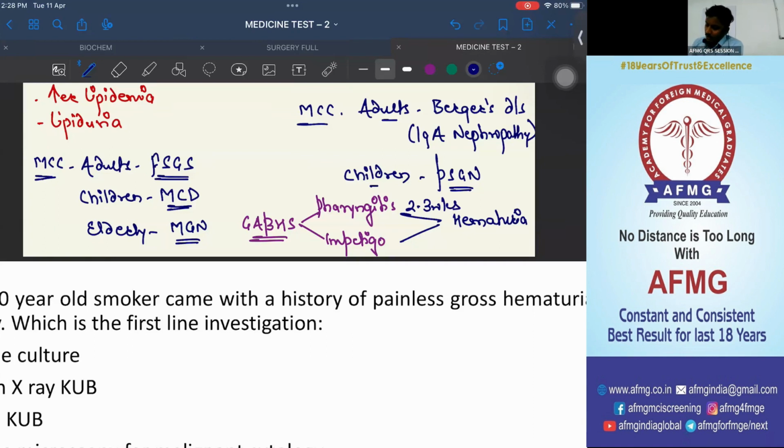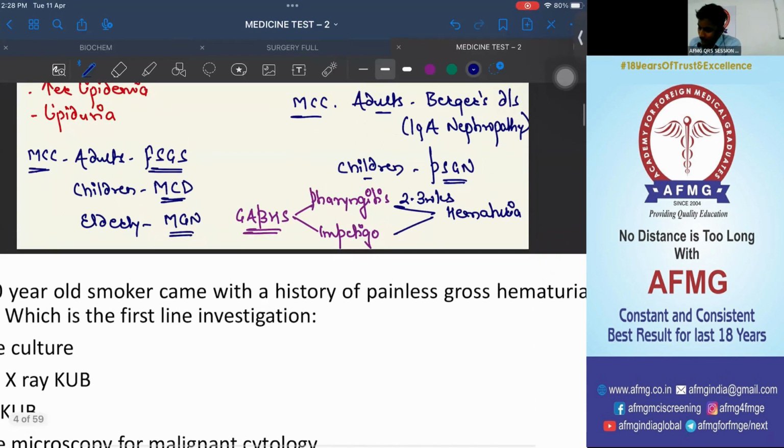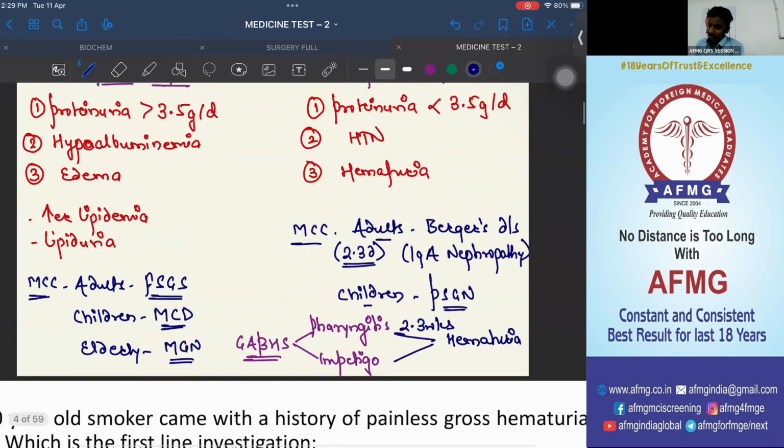If it occurs after 2 to 3 days, then it has to be called as, very good. So please remember, if it occurs after 2 to 3 weeks, it is a case of PSGN. But if it occurs after 2 to 3 days, then it is a case of IgA nephropathy. No issues with this, anybody? Classically important. Okay, now going back to our question.